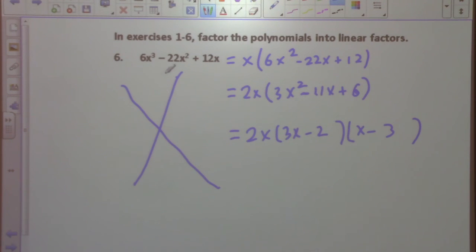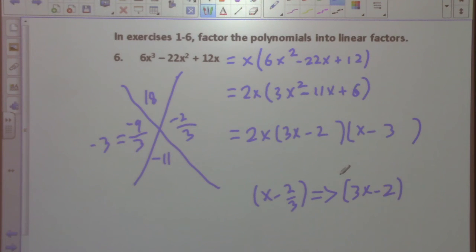Yes. On that? So she's got 6 times 12, which is, what is that, 72? That's a pretty big number there. Well, hang on a second, we're going to use this one here. Thanks for catching that. So we're going to use this thing right here, 18, right? 18 and negative 11. So is that negative 9 and negative 2? Yeah. And then we divide by 3. So here we get our negative 3. And here we get this. For this x minus 2/3, we have 3x minus 2. So that's where this comes from. And this x minus 3 is where that comes from. So this would be our answer.